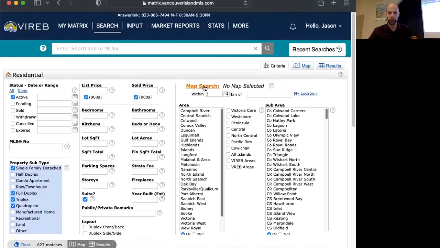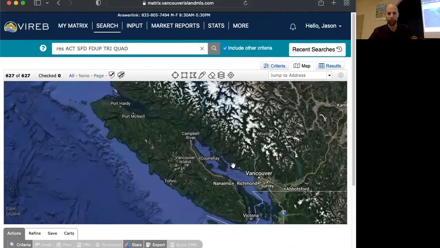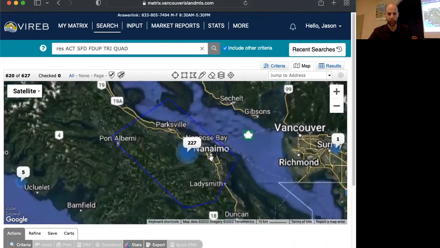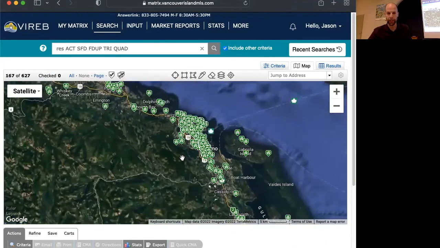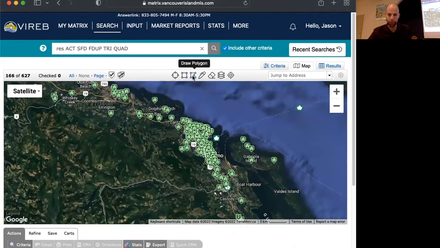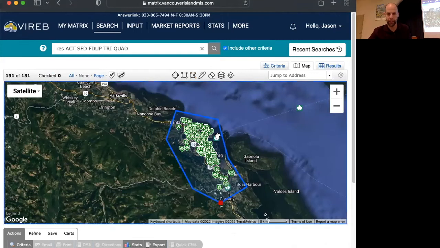Now I can also edit the search by map, by geographical map. So if there's certain areas you want to avoid, or certain areas you want to invest, obviously, this is where you would do that. So I can make it relatively broad. Let's just say we only want to look in the Nanaimo area. So we're going to pick this area here. That'll get rid of everything else. That's going to narrow our search.